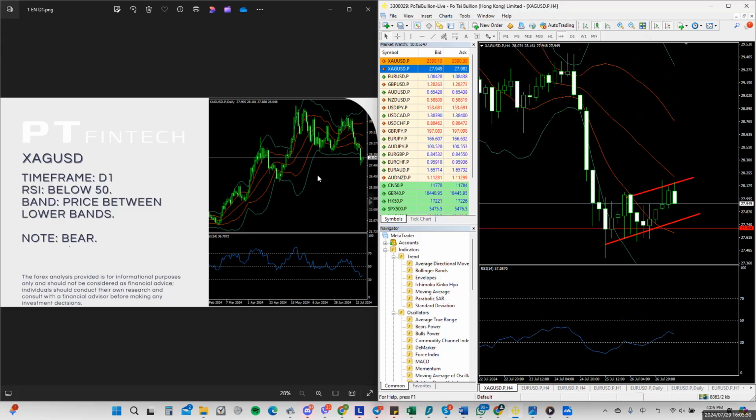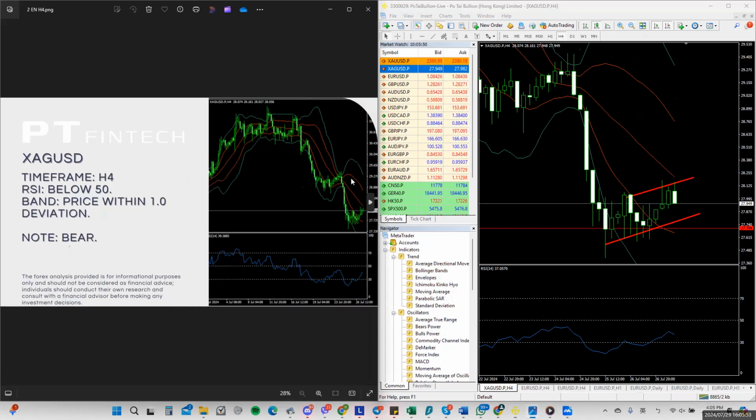Okay, now let's drop it to H4, see what type of information we will see. So for silver H4, PTips claims that RSI is below 50. Yes, it is. It actually is going up from oversold. Okay, now the bands, price within 1.0 deviation. Okay, and the note is that it's bearish. I can see that it's bearish as long as the prices are below the MA20, which is the middle line here on the Bollinger Bands. Okay, now as long as prices are below it, it will still consider the market as more bearish momentum.